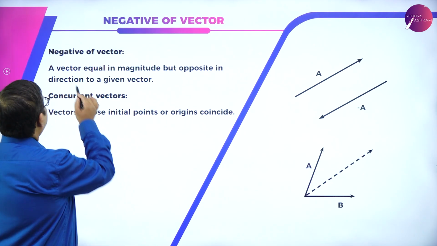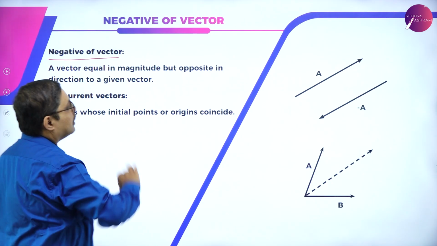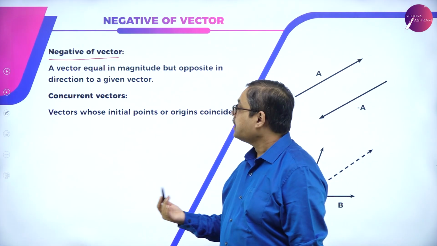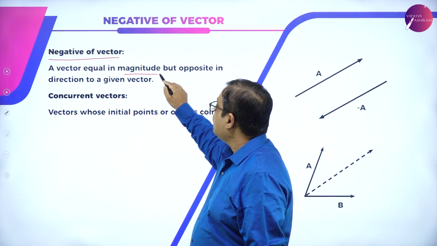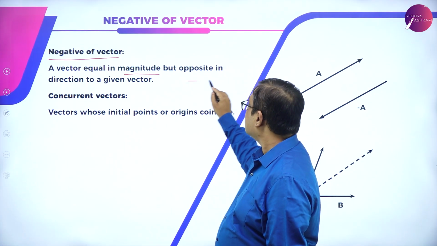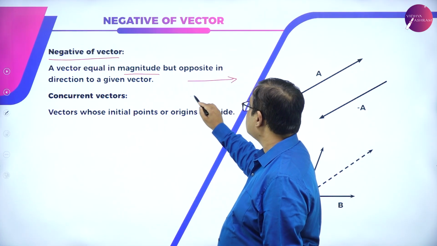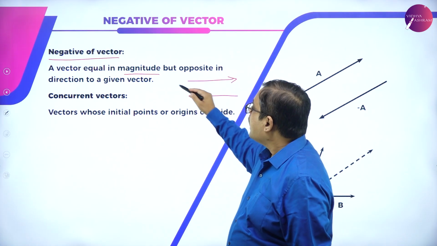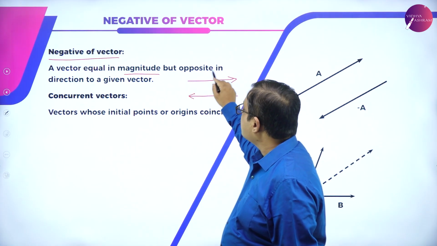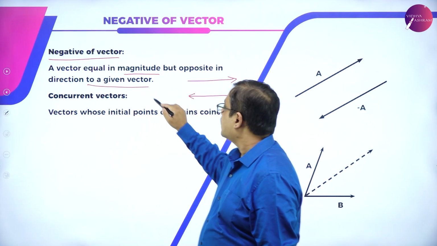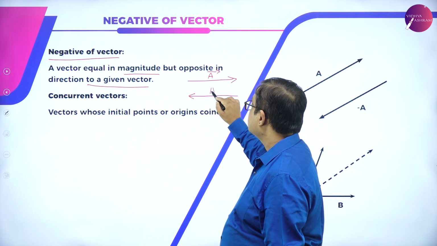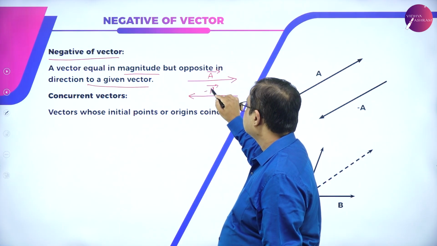Only then they can be called equal vectors. Next, what is the negative of a vector, or what is the opposite of a vector? You can also call it that way. A vector equal in magnitude but opposite in direction. One is acting in this direction, the other one is acting in this direction. So a vector equal in magnitude but opposite in direction to the given vector is called the negative of a vector. If this is A, this is minus vector A.